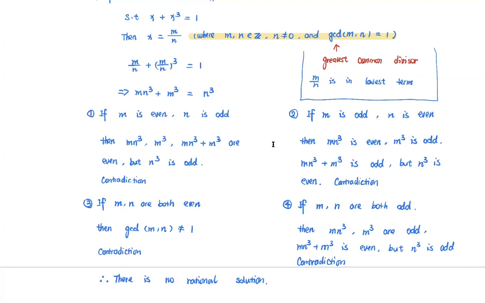What if you would just prove one case? If you only prove one case, then you cannot conclude that there are no rational solutions. You have to talk about every single possible case.